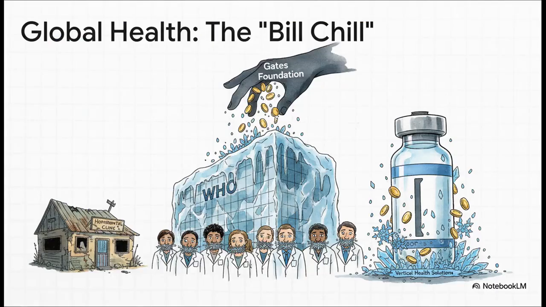Now, when it comes to global health, the foundation's influence is off the charts. It gives so much money that it can essentially shape the priorities of organizations like the World Health Organization. This has led to something people call the Bill chill. It's this effect where scientists and health officials are genuinely afraid to criticize the foundation's strategies because they might lose their funding. And critics argue this pushes a focus on specific tech fixes like a new vaccine while ignoring the less glamorous but crucial work of building a country's actual public health system.